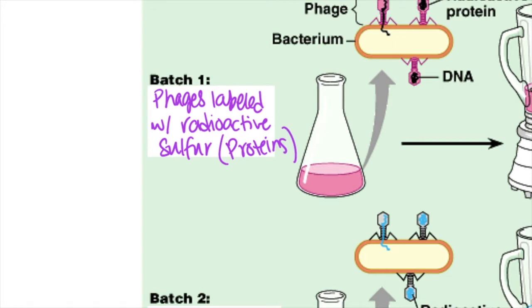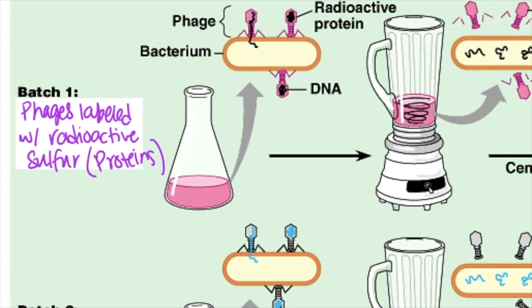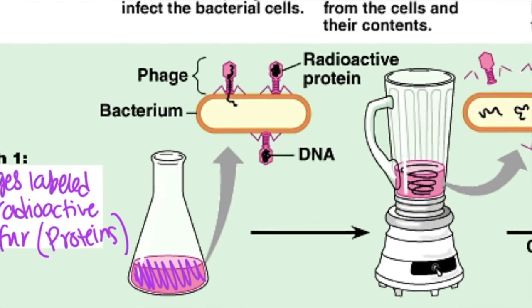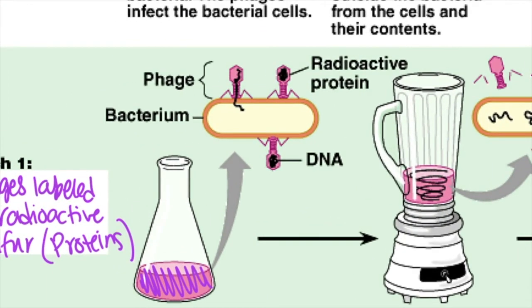Okay, so let's see what happens. So in this beaker is a mixture of radioactive sulfur, and it's a mixture of the bacteriophages and the bacteria that they will infect. So here you can see that this bacteriophage is injecting its genetic material, and remember that at this point they don't know what this genetic molecule is. They don't know if this is protein or if this is DNA.